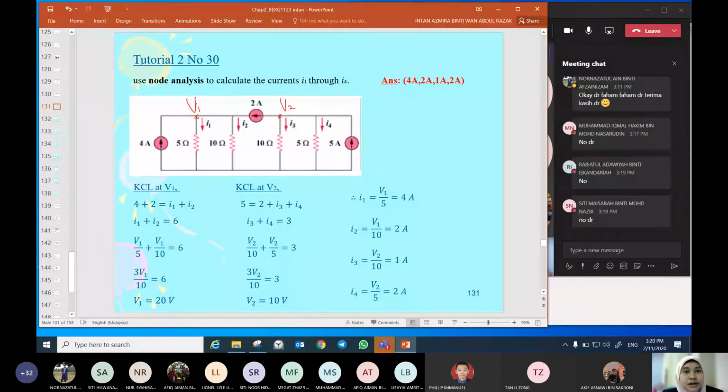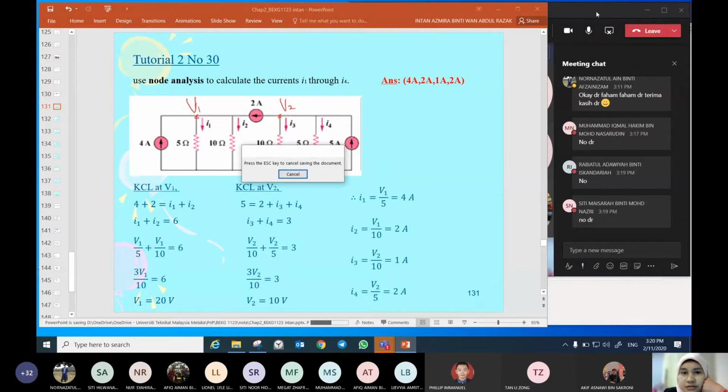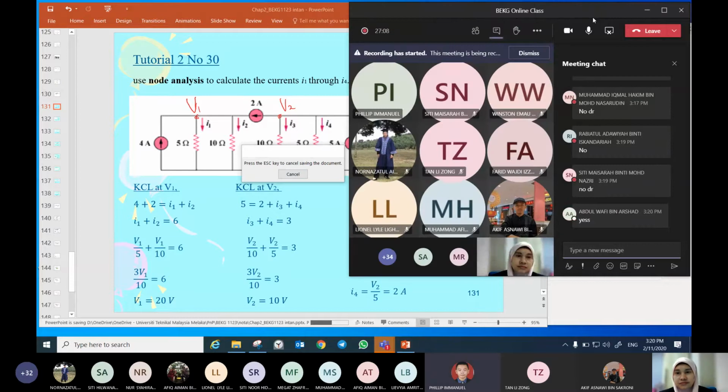Now it's time to find currents I1 through I4. I1 is equal to V1 over 5, so 20 over 5 we get 4. Same goes for the other currents. Any question? Can you understand? Say yes or type yes. Yes. Good.